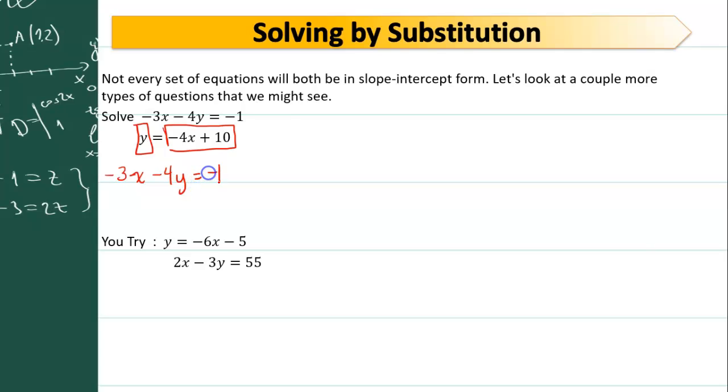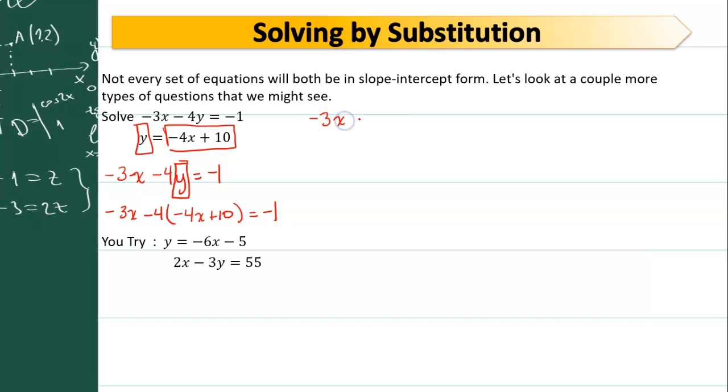And remember, this y is the exact same as this y. So what I'm doing is I'm keeping everything else the same, and I'm replacing the y with what y is equal to. Y is equal to negative 4x plus 10. What that does for me is it creates an equation that just has one type of variable instead of two. Now I have only x's instead of an x and a y.